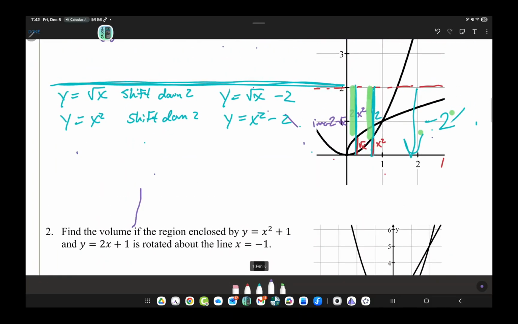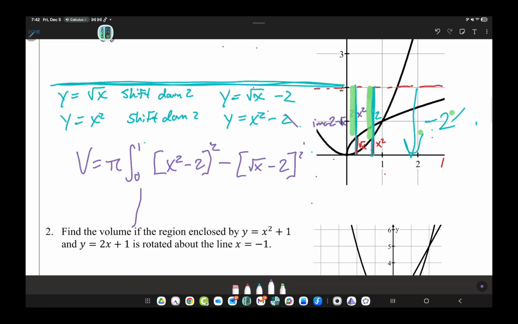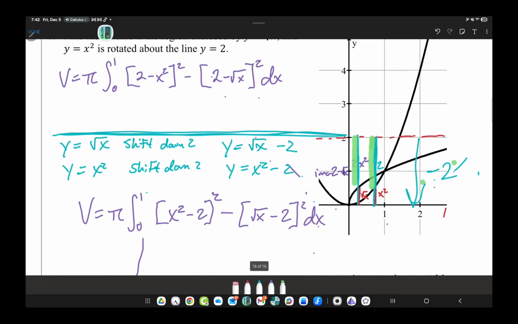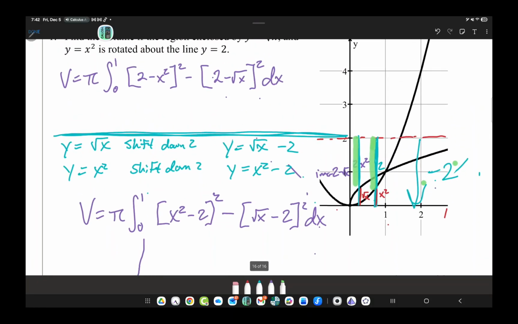So now volume is equal to pi integral from 0 to 1 still of my outer radius, which is x squared minus 2, squared, don't forget squared, and then square root of x minus 2 squared dx, okay? And again, like we said, because we're squaring it, does it really matter if it's x squared minus 2 or 2 minus x squared? No, it doesn't matter. They're both equivalent.